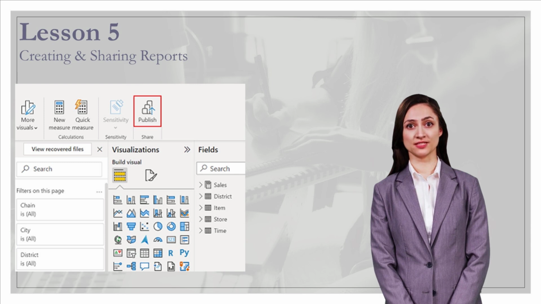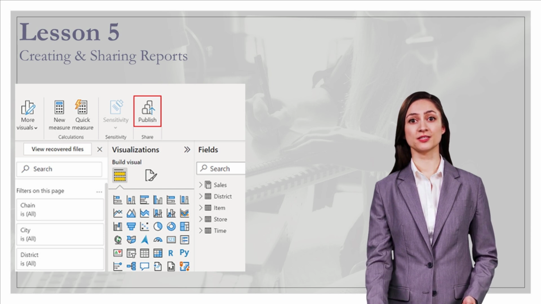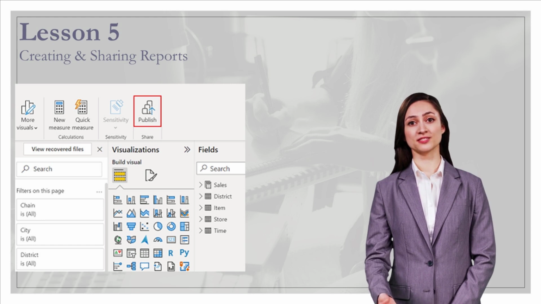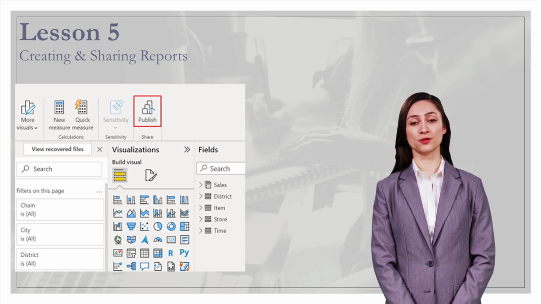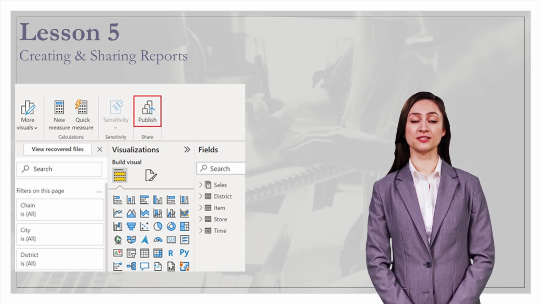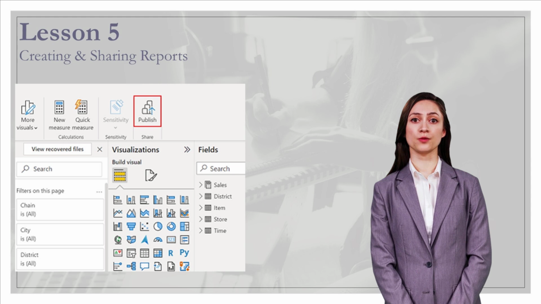Once your report is ready to share, you can publish it to the Power BI service, making it available to anyone in your organization with a Power BI license. To do this, go to the Home ribbon and click on Publish. Power BI Desktop will connect to the Power BI service using your Power BI account. Then, you'll be asked to choose where in the Power BI service you want to share the report. This could be your personal workspace, a team workspace, or any other location in the Power BI service.